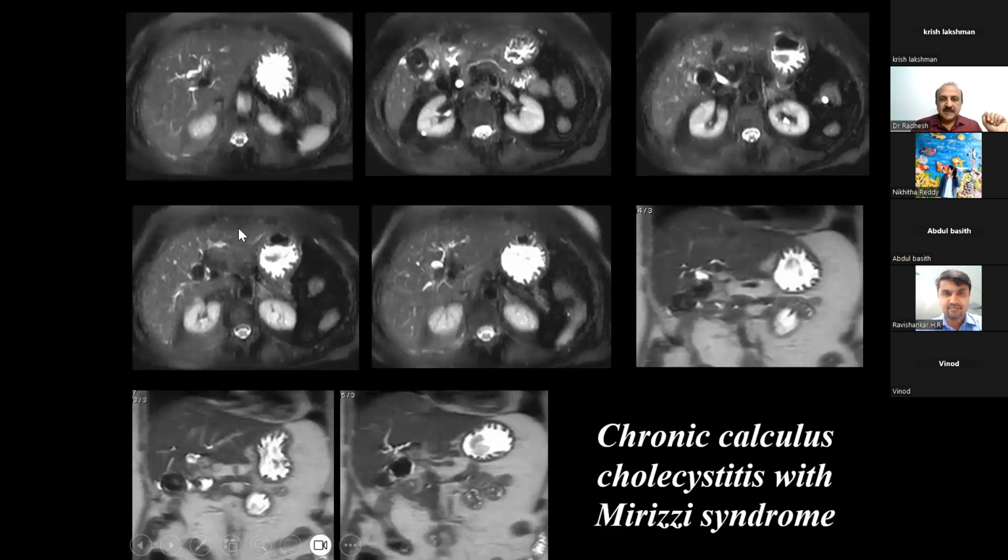So again, this is a patient with chronic cholelithiasis. You can see the calculus here. And these are not MRCP images again. These are all T2 weighted sequences. This is the axial plane. This is the coronal. Calculi within the gallbladder. This is the one. And this is the pancreatic duct.